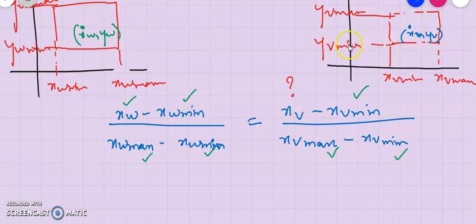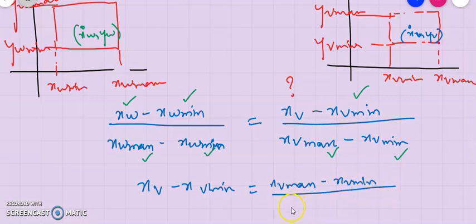Okay, now similarly, can I write down the same thing? Now how do I write this down? So when I solve this, I get the equation as XV minus XV minimum is equal to, I take all these things on the other side. So it is XV max minus XV minimum upon XW max minus XW minimum multiplied by XW minus XW minimum, right?